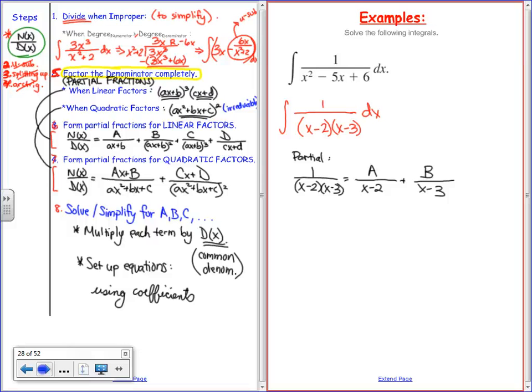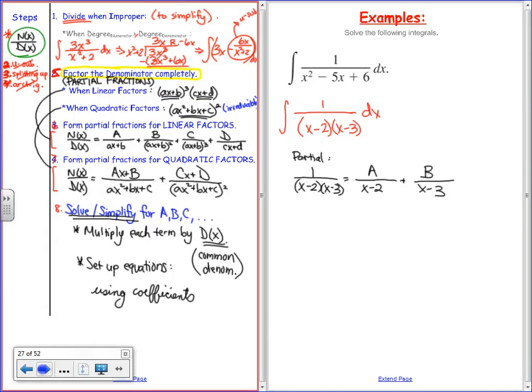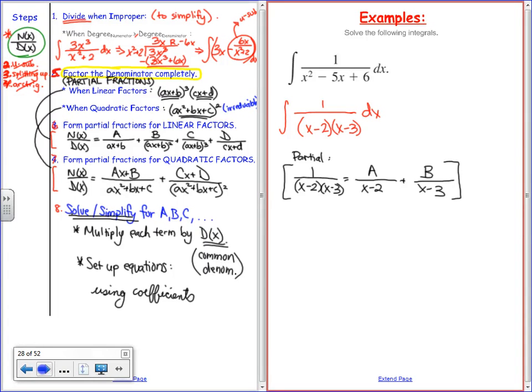So now what does my solving step say to do over here? Multiply each by denominator. What's my denominator I'm going to multiply by? x minus 2 times x minus 3. I need to multiply everything, right? When I multiply on one side, multiply on the other. So then when I do that, I'm going to have to distribute.